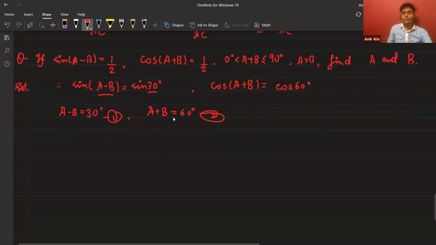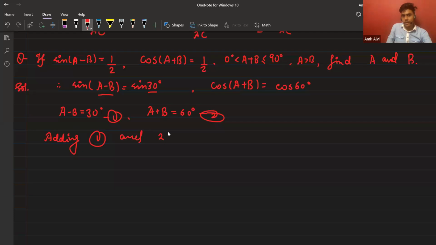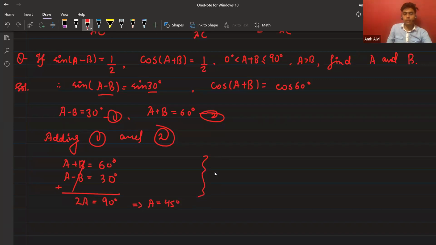Now we have to find the value of A and B. So what we can do is add both the equations so that B gets cancelled out. Okay, sir. Adding 1 and 2: A plus B is equal to 60 degrees, A minus B is equal to 30 degrees. So this will get cancelled out. 2A will be equal to 90 degrees, so A will be equal to 45 degrees. Now can you find the value of B as well?